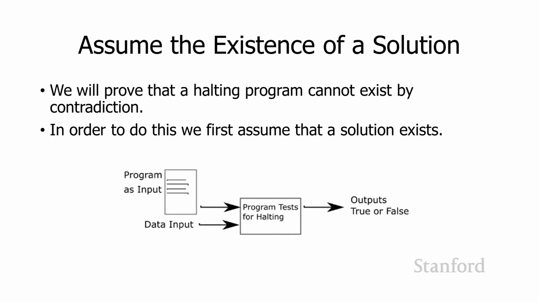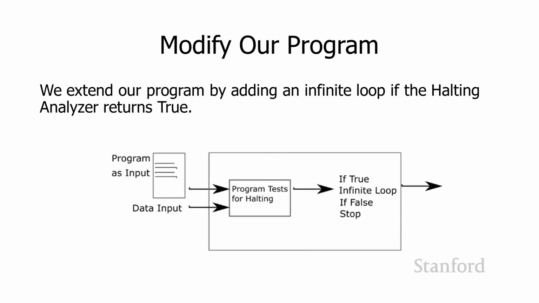So I tell the halting program, hey, here's a program I want you to analyze, and here's some data that I want to feed to that program. Can you look this over and tell me whether or not this program is actually going to stop for this input? And so this should output true or false. So I'm going to claim that this program does exist. And now what we're going to do is modify this program by adding a little bit of extra code. I'm going to say, if that original program, which tests for halting, returns true, I'm going to send the program into an infinite loop.